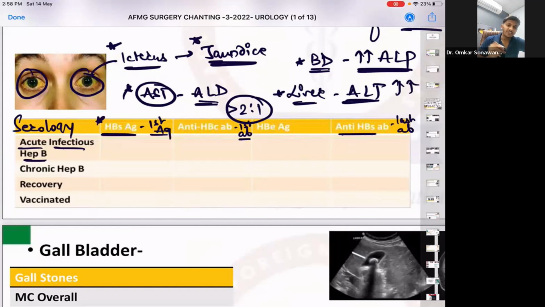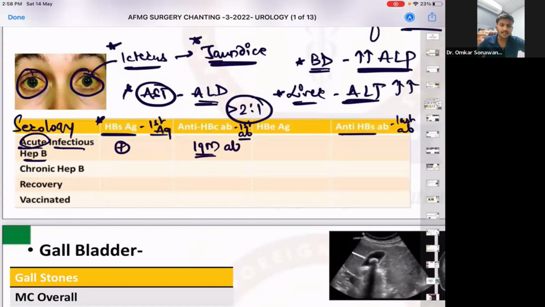So if it is hepatitis B and the patient is having infection, HBS antigen should be positive. Anti-HBC antibody would be present. But as it is an acute condition, which anti-HBC antibody? IgM, because it is an acute condition.